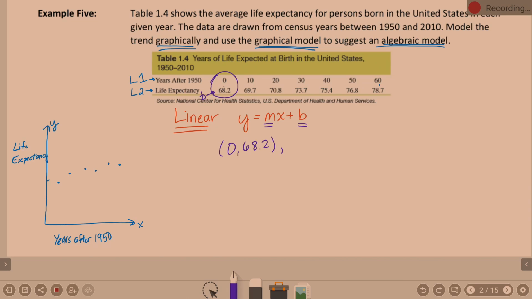And then my recommendation to get the line that best goes through these points: if you have two that definitely look like they're on the line, that's one thing. But other than that, I'm going to suggest you go with the last one. So using the last one, we're using the ordered pair 60, 78.7. Let's find our slope.